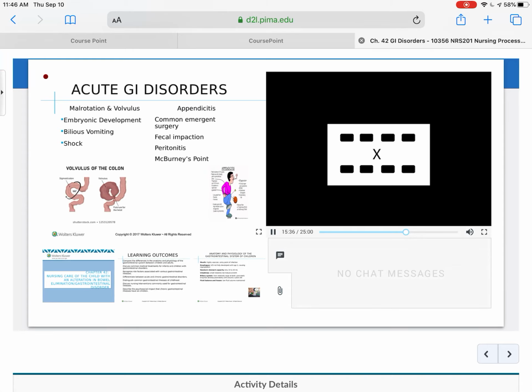Appendicitis is one of the common things we see in kids. Around 4 to 15 years old is that median age that we see. So the appendicitis is due to that closed loop obstruction of the appendix. It's a lot of times due to fecal material impacted. So people who have constipation are more at risk for having appendicitis because that pressure pushes on the appendix and causes inflammation.